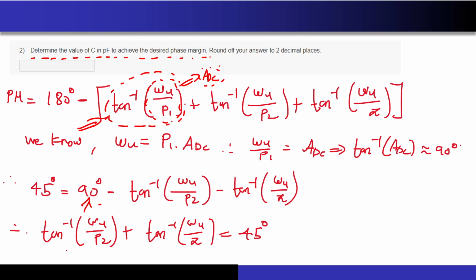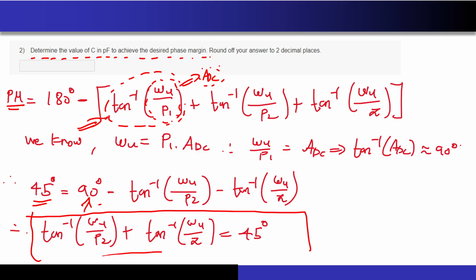So that is why I have written 90 degree over here. Correct? Now they are asking me to get a particular phase margin. So I have inserted a 45 degree. This is what they are telling me. Now once you do this, you will get this particular kind of expression.